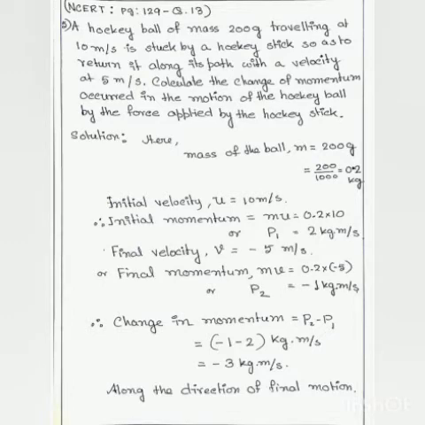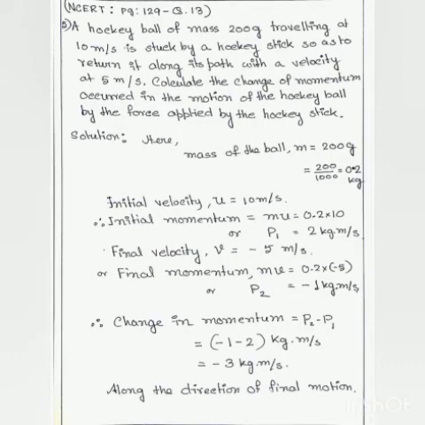Next problem from NCERT book, page number 129, question number 13. A hockey ball of mass 200 gram traveling at 10 meter per second is struck by a hockey stick so as to return it along its path with a velocity of 5 meter per second. Calculate the change of momentum occurred in the motion of the hockey ball by the force applied by the hockey stick. So let us discuss the solution.